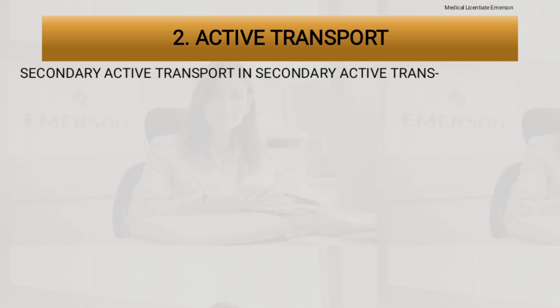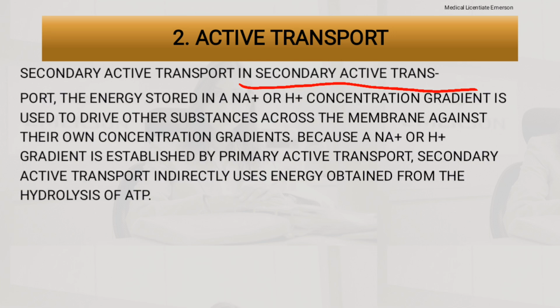Okay, then the secondary active transport. In secondary active transport, the energy stored in a sodium ion or hydrogen ion concentration gradient is used to drive other substances across the membrane against their own concentration gradient. Because a sodium or hydrogen ion gradient is established by primary active transport, secondary active transport indirectly uses energy obtained from the hydrolysis of ATP.